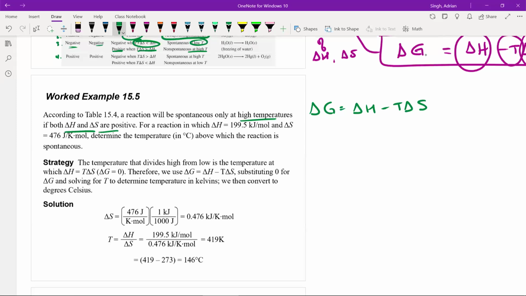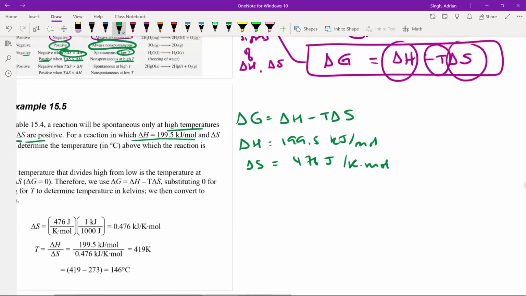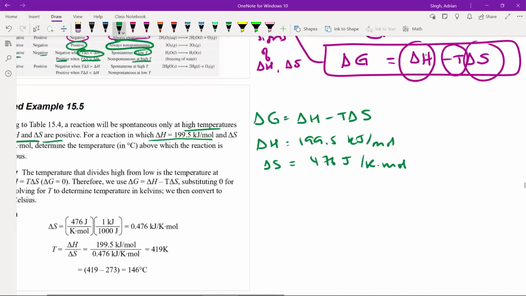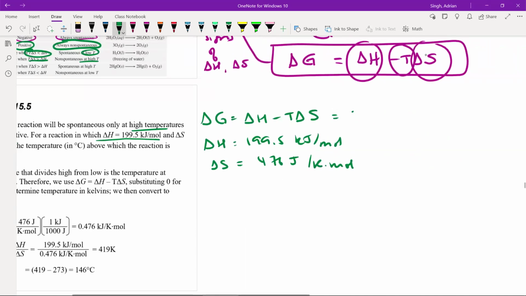So it tells us now for a reaction in which delta H is 199.5 kilojoules per mole, and delta S is 476 joules per Kelvin mole, determine the temperature in Celsius above which the reaction is spontaneous. So what we can do, because we know that delta G is equal to 0 at equilibrium, is set this whole thing equal to 0, and then we can solve for the temperature.